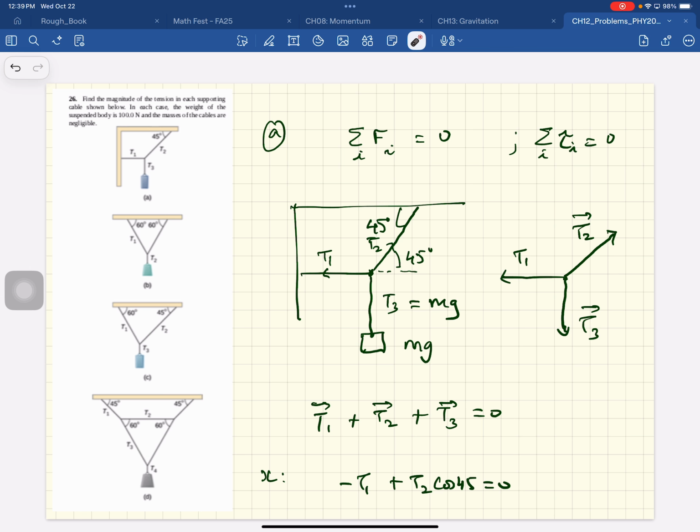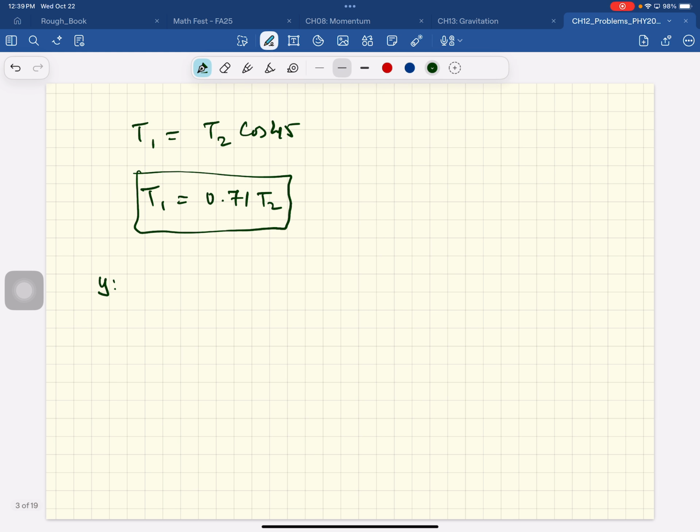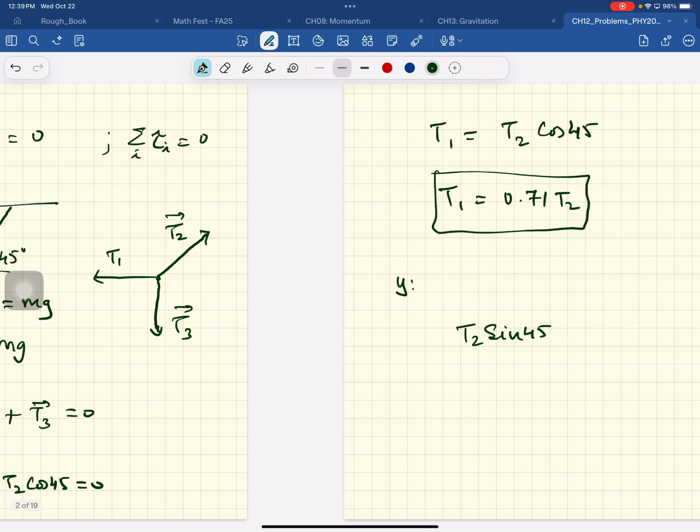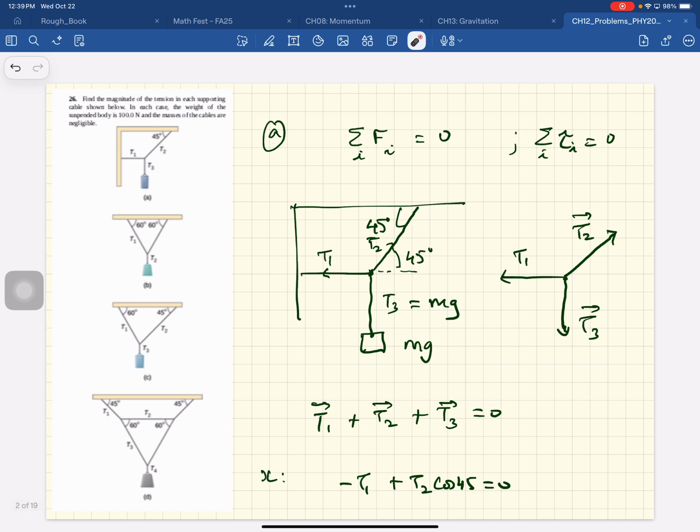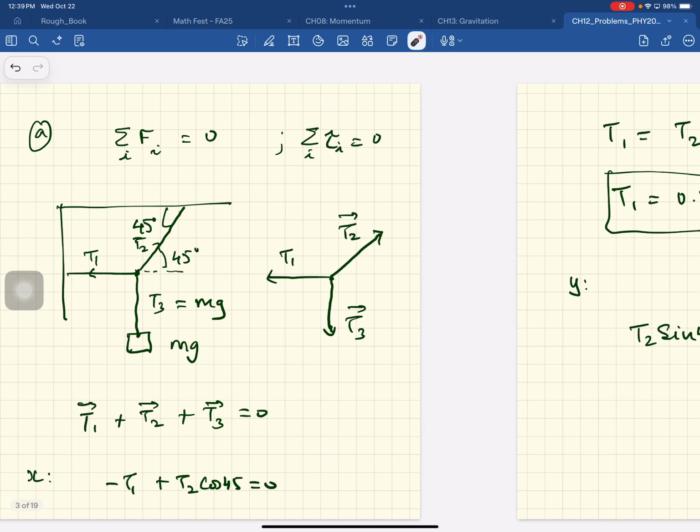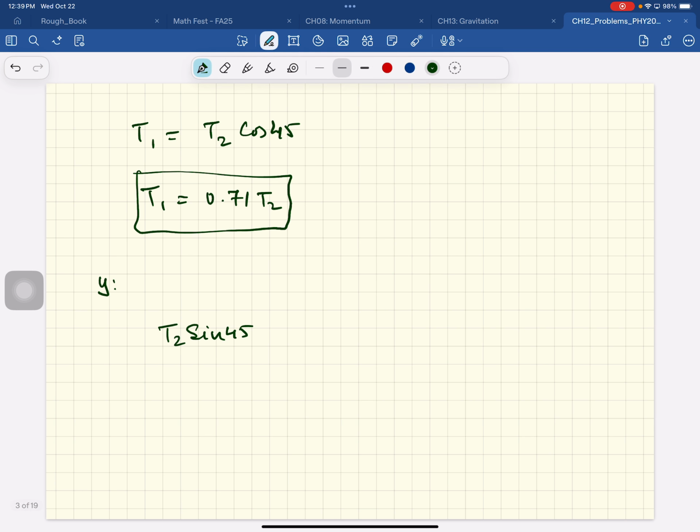So the y component is T2 sine 45, minus T3 equal to 0. T2 is T3 divided by sine 45. T3 was equal to mg.